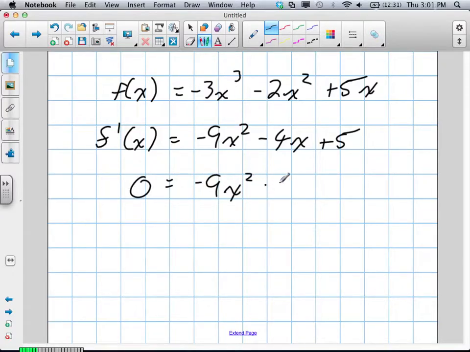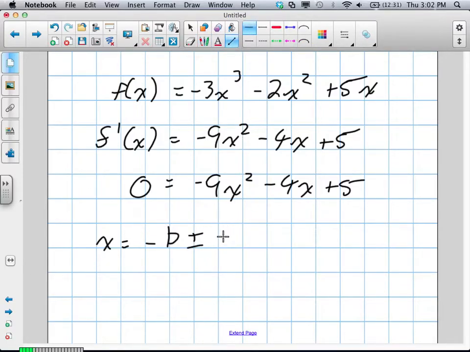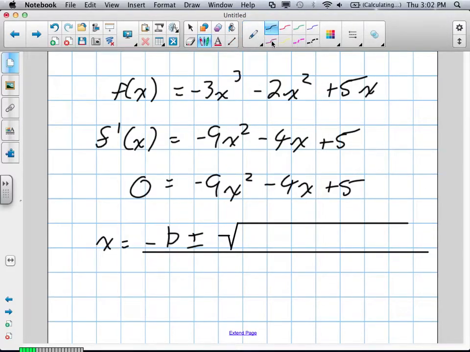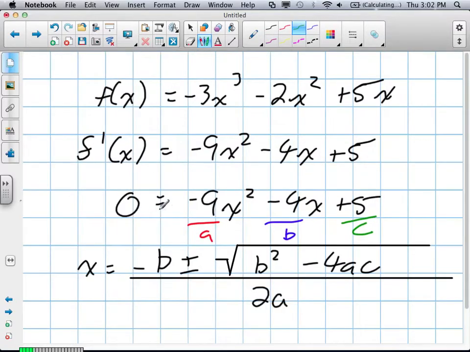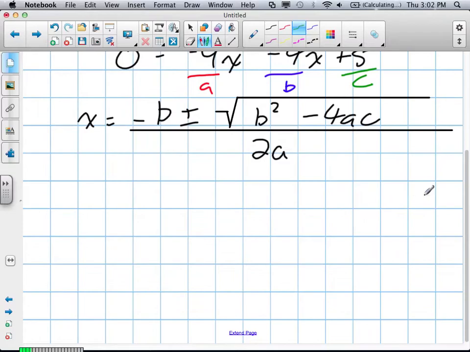I look at it. I am not going to be able to factor this through our normal style of factoring. I'm going to have to use what formula? The quadratic formula. So I put in our quadratic formula. x is equal to negative b plus or minus the square root of b squared minus 4ac, divided by 2a. Recall this is our a value, b value, c value. Plug these into our equation.